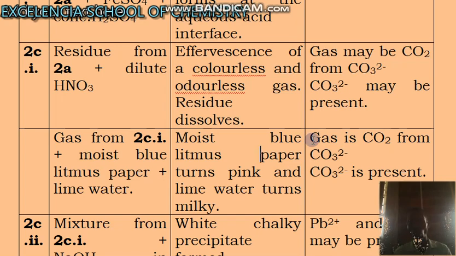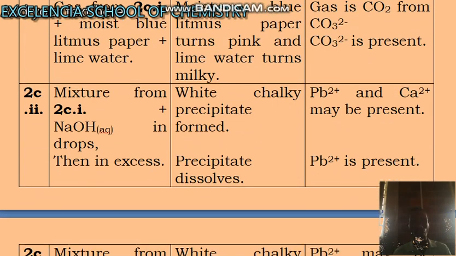Now that is where we have the other one that says the mixture. From 2Ci, the solution from it plus sodium hydroxide in drops, then in excess. We see a white precipitate, please write it in full, white precipitate is formed. And at that point, you are suspecting lead(II) ion and calcium ion. And when you add the sodium hydroxide in excess, the white precipitate will dissolve. You are stating that lead(II) ion is present. Now, this is possible because of the chalky precipitate. Yes, chalky. If it's not chalky, if it's gelatinous, it will be something else.